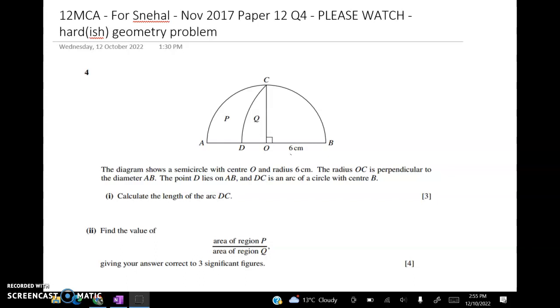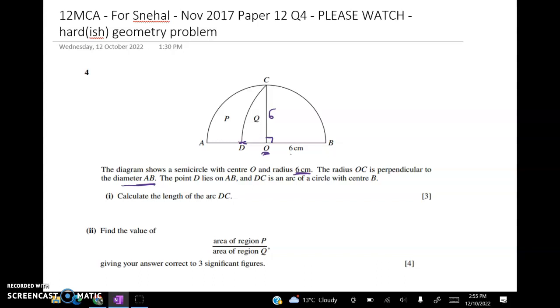So we're given a semicircle and it's got a centre of O, which is here, and a radius of 6 centimetres. We're told that the radius OC is perpendicular to the diameter AB. So we can see we've got this right angle here. That also means that we know that this length OC is 6. The point D lies on AB, and DC is an arc of a circle with centre B.